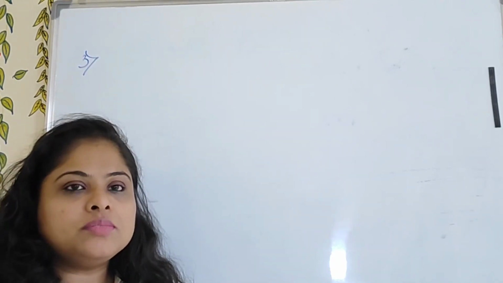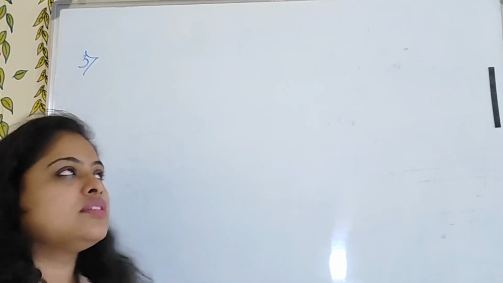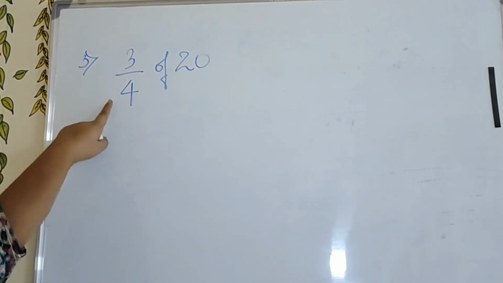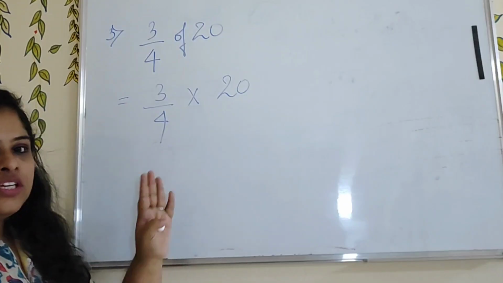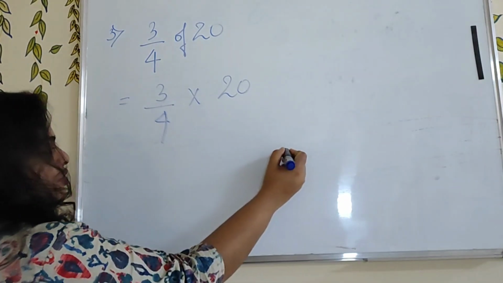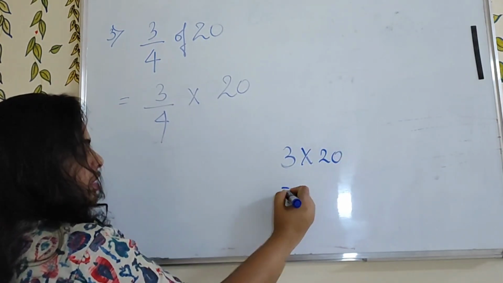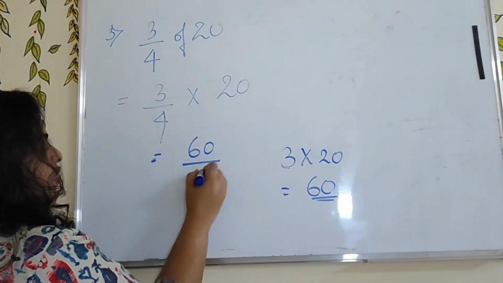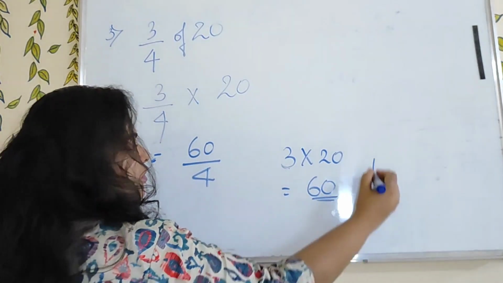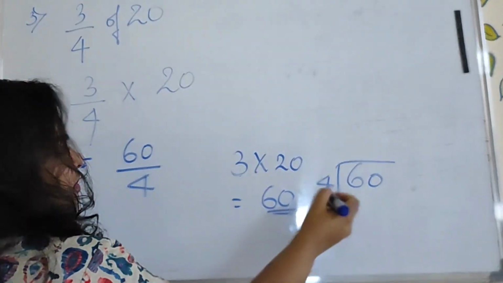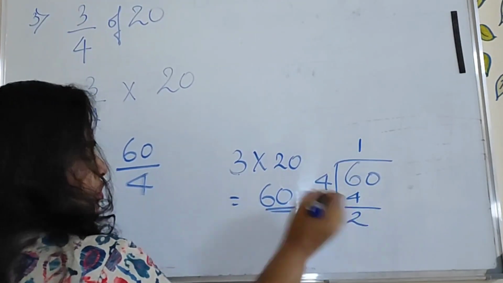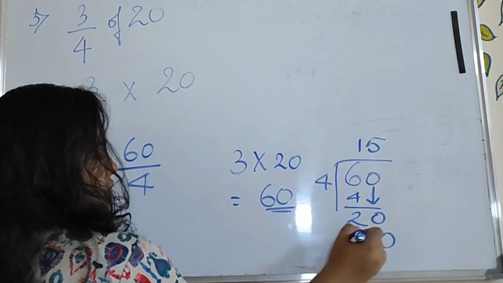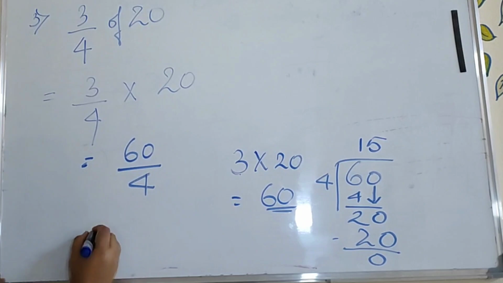Let's take another problem. 3 by 4 of 20. When I say 3 by 4 of 20, it is 3 by 4 into 20, let's multiply. 3 into 20 is nothing but 3 twos are 6, so 60. So 60 by 4. Let's divide. 4 1s are 4. We have 0 and we bring down 0. 4 5s are 20. So the answer is 15.